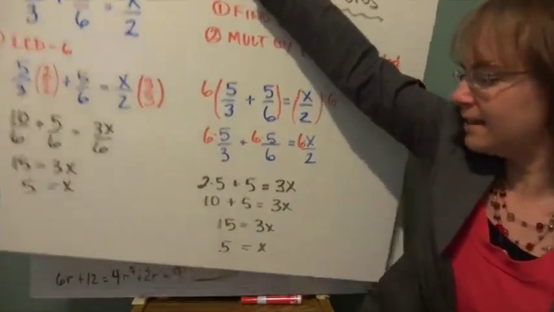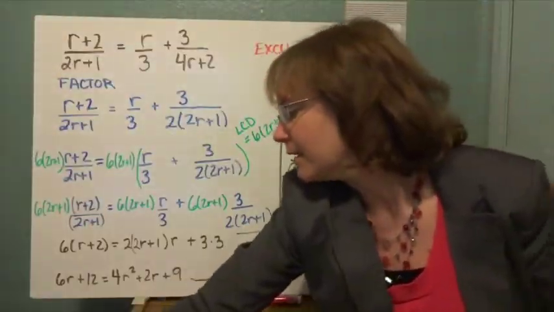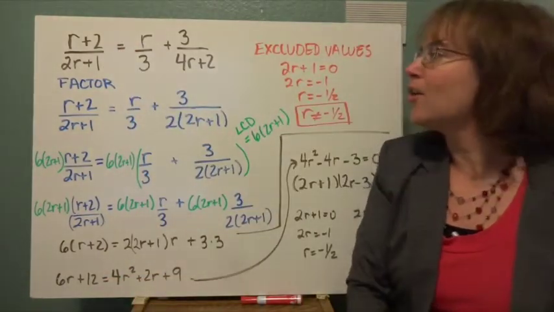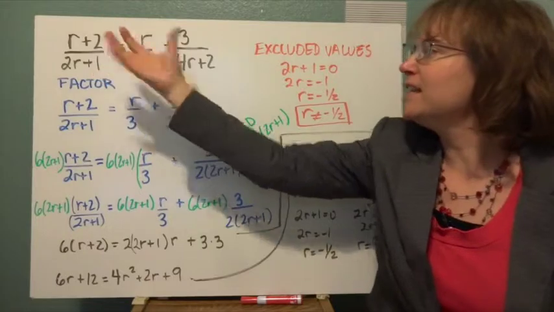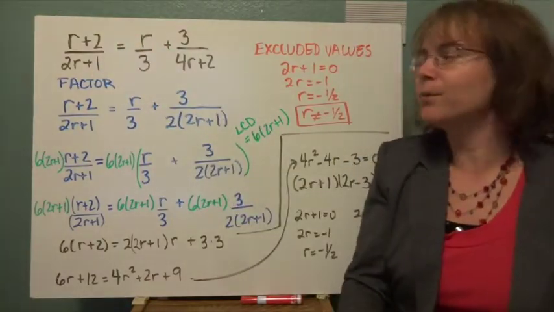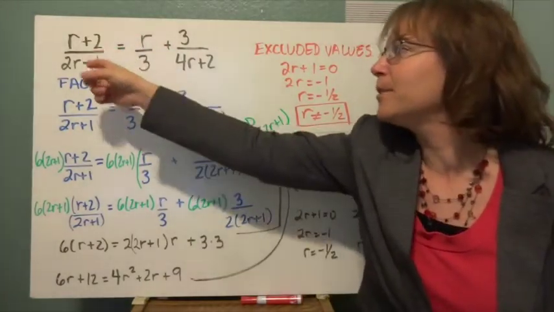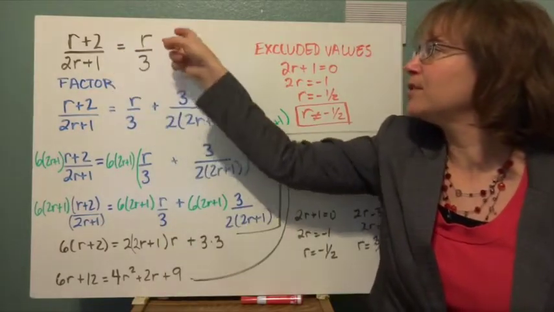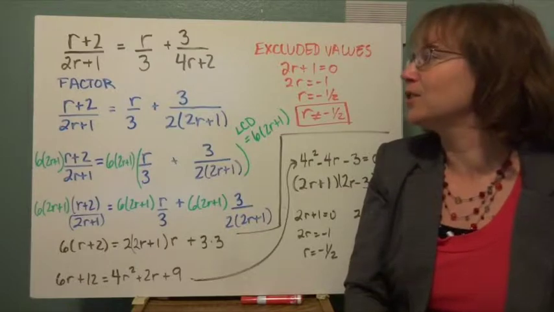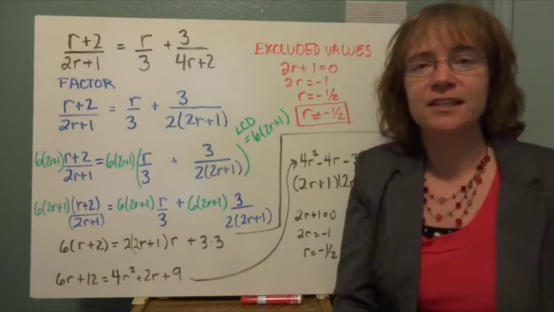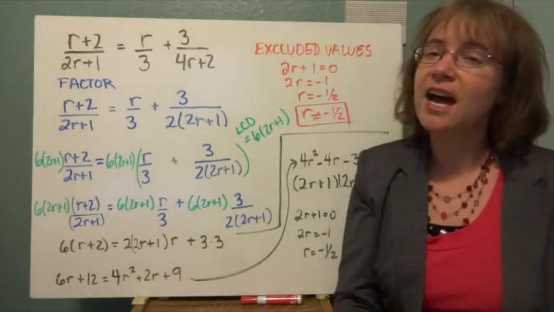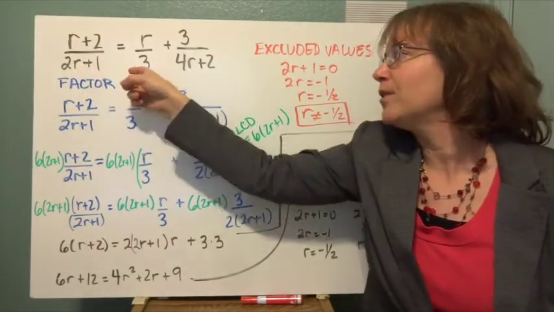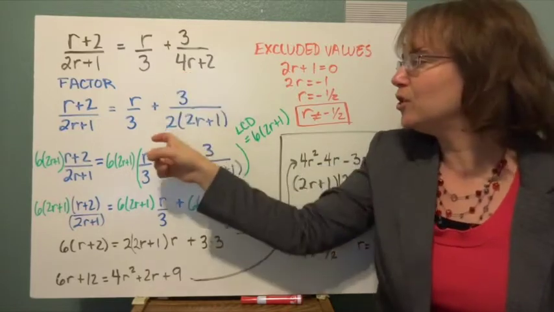Now let's look at some problems using this method. So say I have my variable r and I want to solve for r in these different fractions. Well, I have r in the numerator and in the denominator. r plus 2 over 2r plus 1 is equal to r over 3 plus 3 over 4r plus 2. Well, first I need to find the least common denominator, and to do that I factor. So this one's not factorable anymore. This one I can factor out a 2.